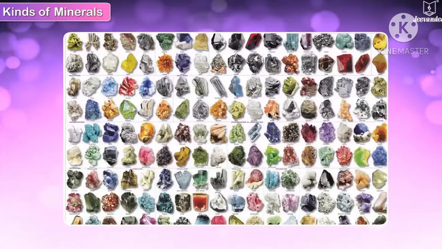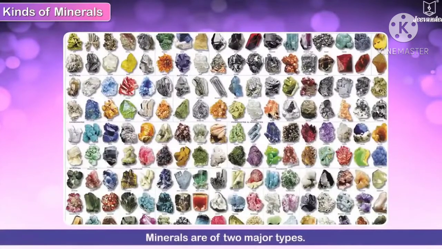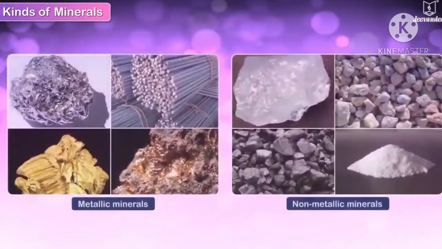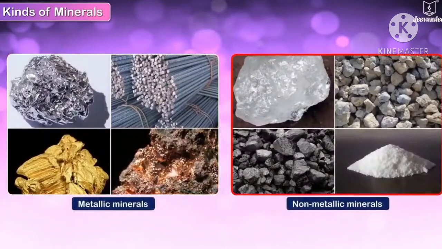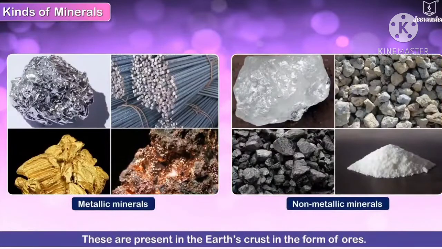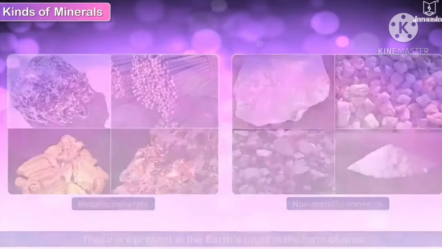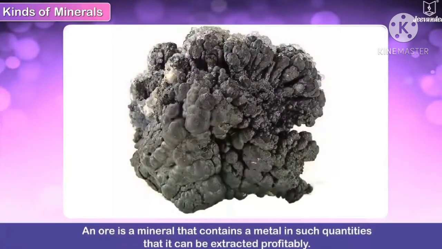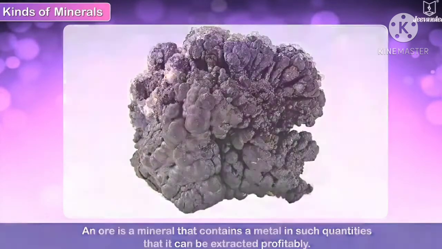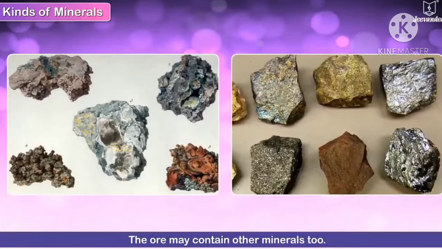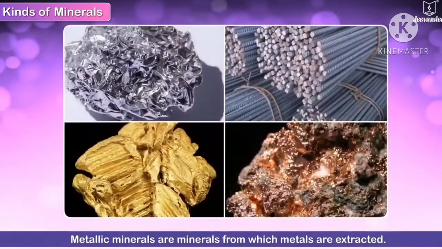Now let's look at the kinds of minerals. Minerals are of two different kinds. We have metallic minerals and non-metallic minerals. These minerals are present in the earth crust in the form of ores, okay? Now, an ore is a mineral that contains a metal in such quantities that it can be extracted profitably, okay? So an ore may contain other minerals too.